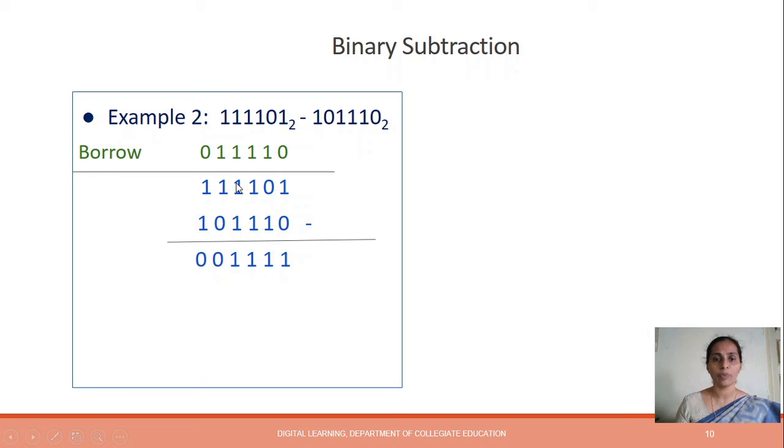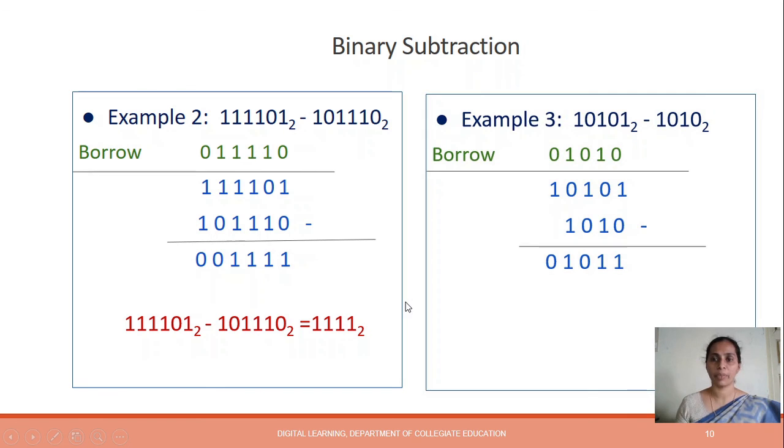Now here it is 0, 0 minus 1, but we cannot perform it directly, so we need a borrow. That is what is shown here. Here it is 1 0 minus 1, so the result is 1. Now here it is 0 because we have taken this 1 as borrow for this position. So here 0 minus 0, the result is 0, and the next bit position, 1 minus 1, is 0. So the answer is 0 1 1 1.